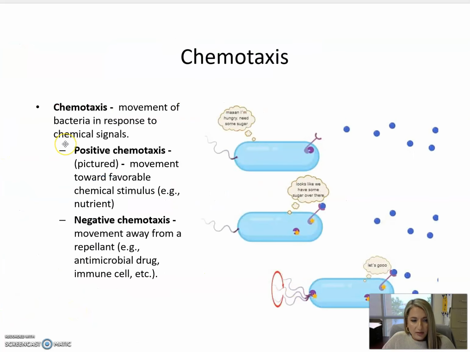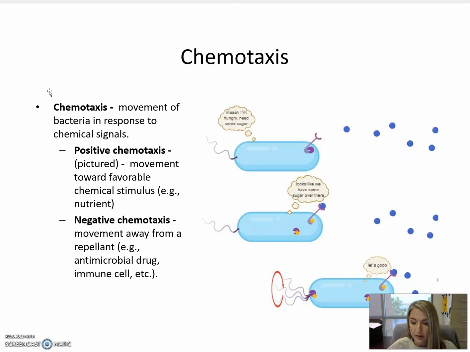So we know that bacteria have flagella in order to engage in motility or movement. They typically are responding to some type of chemical stimulant, and when this is the case, we say that this movement is chemotaxis. So chemotaxis is the movement of bacteria in response to some type of chemical signal. If it's something that's favorable to them, something that they want to acquire, then we say they're going through positive chemotaxis because they're going to be moving towards it.